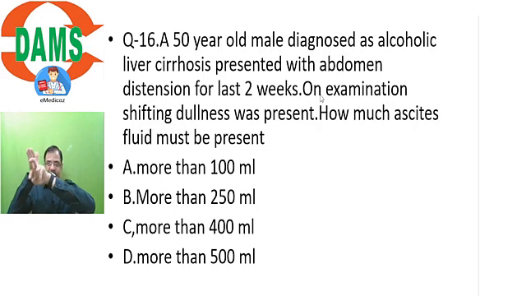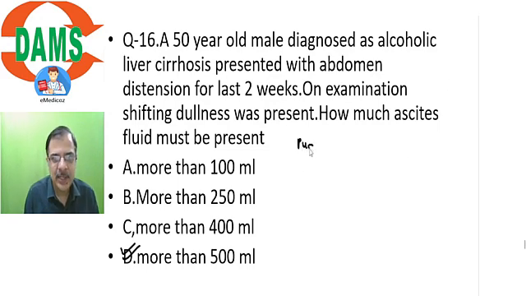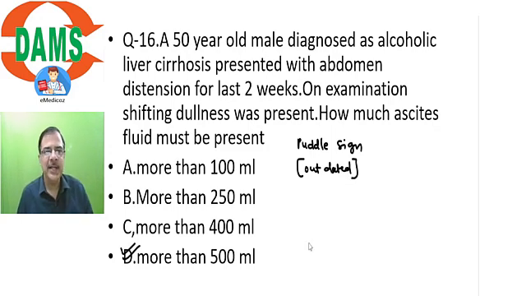Now if you ask the patient to turn to one side, fluid will gravitate to the other side, and when you percuss once again, it will show tympanic. That is the meaning of shifting dullness, and the quantity of the fluid should be more than 500 ml. While the other sign, which is known as the puddle sign, is now an outdated sign. Maybe some examiner might ask how much minimum fluid is needed.